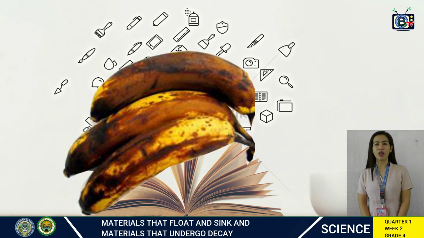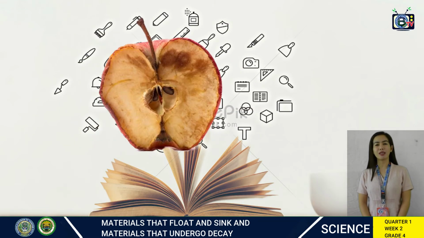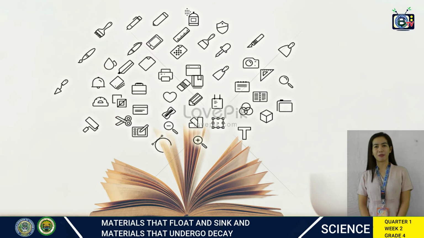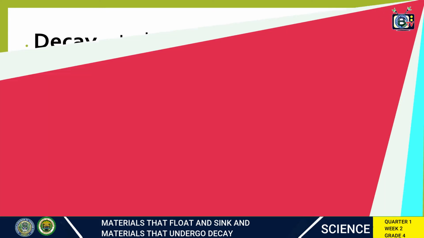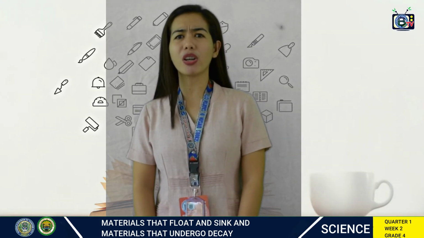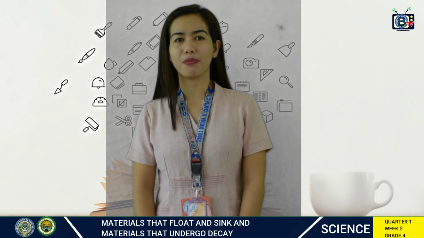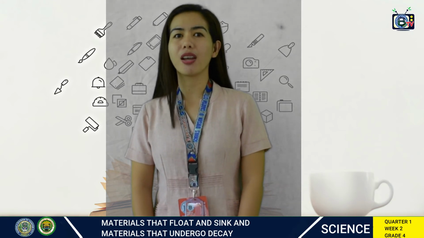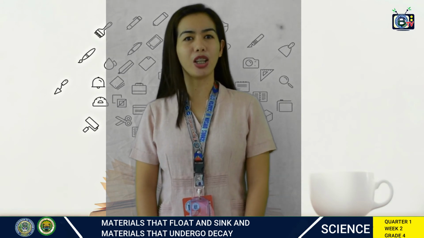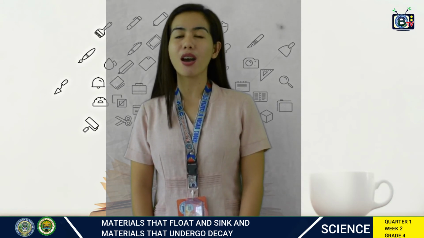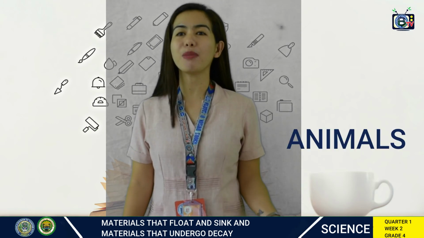Based on the picture, what do we mean by decay? That's right! Decay means to be slowly destroyed into bits in the presence of water, air, and soil. Do all materials undergo decay? Correct! Not all materials undergo decay. Materials that undergo decay are plants and animals.